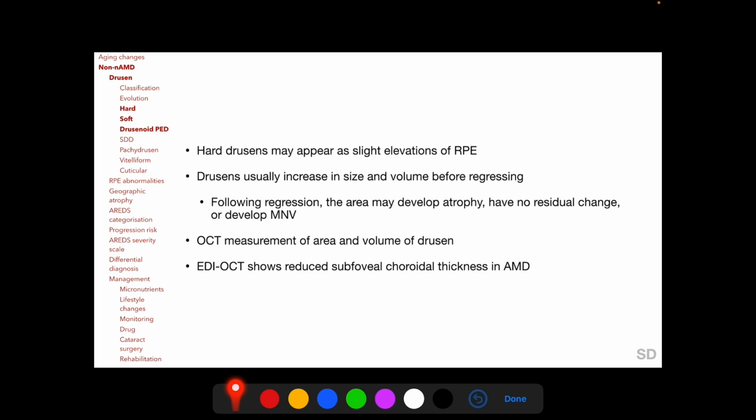Hard Drusens appear as slight elevations of the retinal pigment epithelium, and Drusens, both hard and soft, usually increase in size and volume before regressing, and following regression the involved area may develop atrophy, have no residual changes, or develop macular neovascularization.